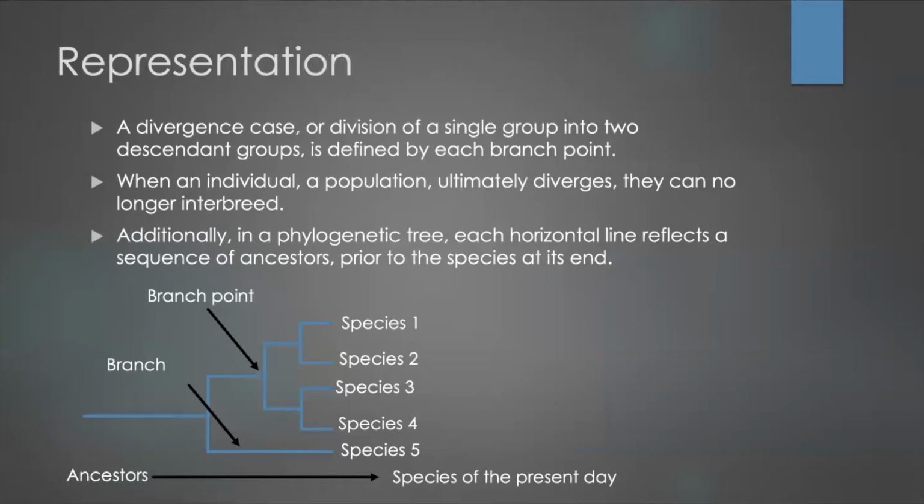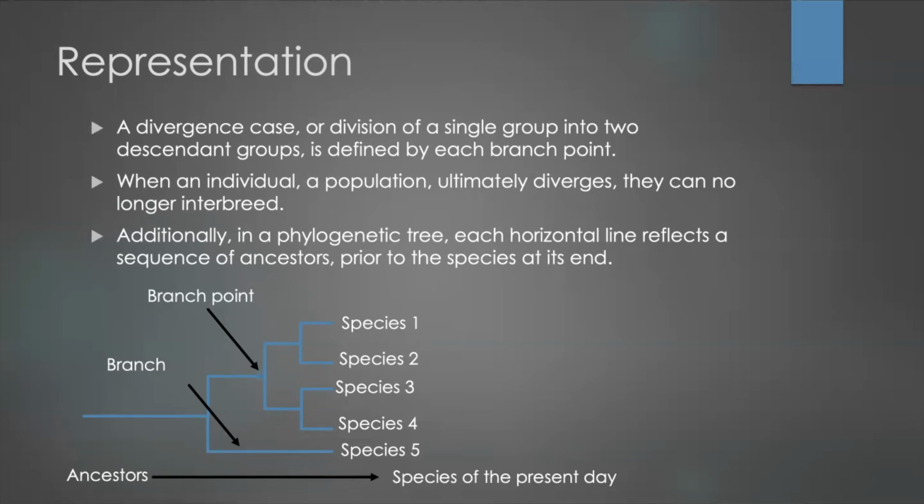Let's move on to the representation of phylogenetic trees. A divergence case or division of a single group into two descendant groups is defined by each branch point. In this case, speciation does also occur. Speciation is a process of evolution that leads to the creation of new as well as distinct species that are reproductively separated from each other. When an individual, a population, ultimately diverges, they can no longer interbreed. Thus, the latest common ancestor of all the groups descended lies at each point where the branch splits into more branches.